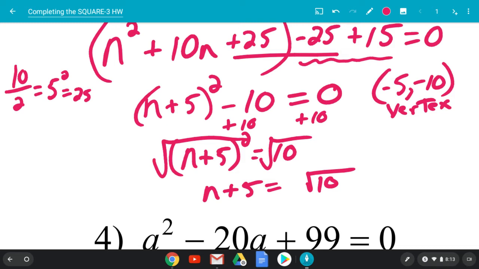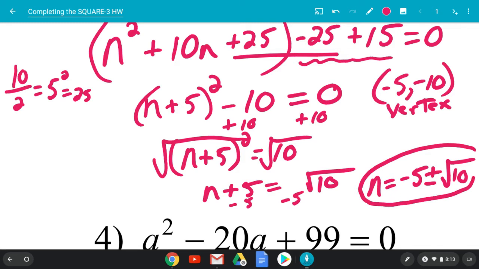Sure. Now, we could use a calculator to take the square root of it and have some big, long decimal. It's an irrational number. But I don't need to do that. The last thing I've got to do to get this n by itself is subtract 5 from both sides. So n equals negative 5 plus or minus the square root of 10. That is the exact answer. I like it. If that's not a perfect square, just leave it in square root form. Don't have to take the square root of it or anything. Is that simple?